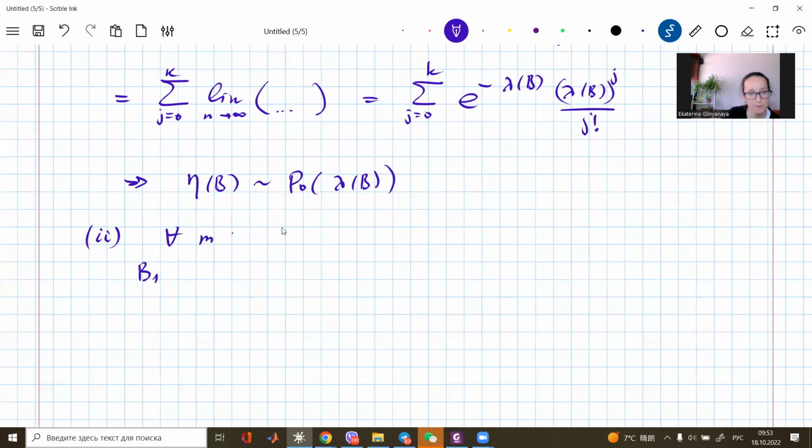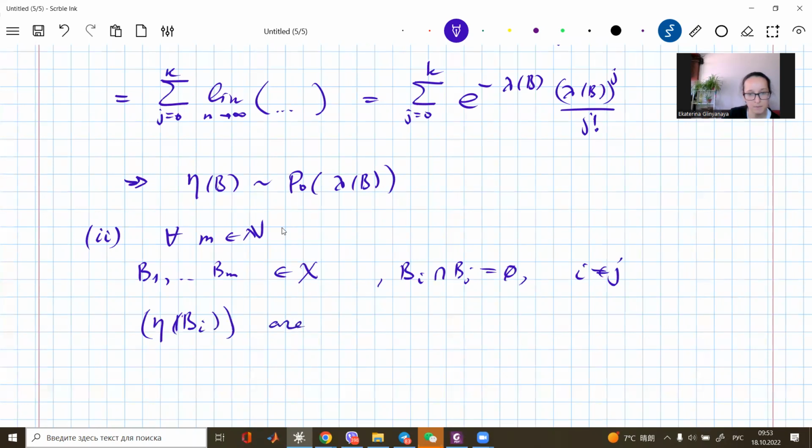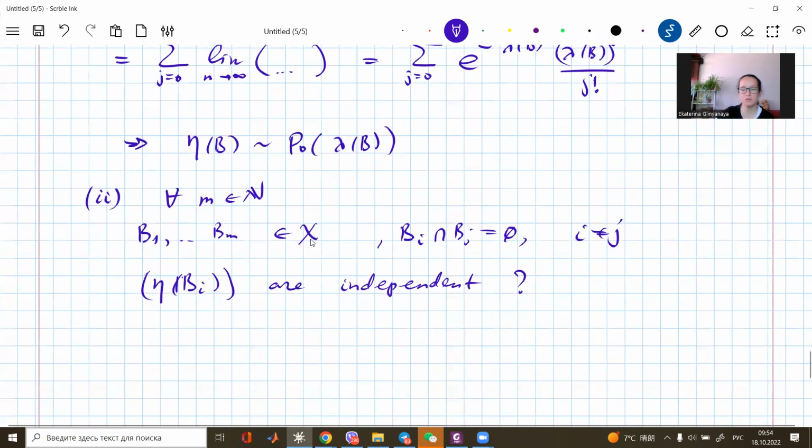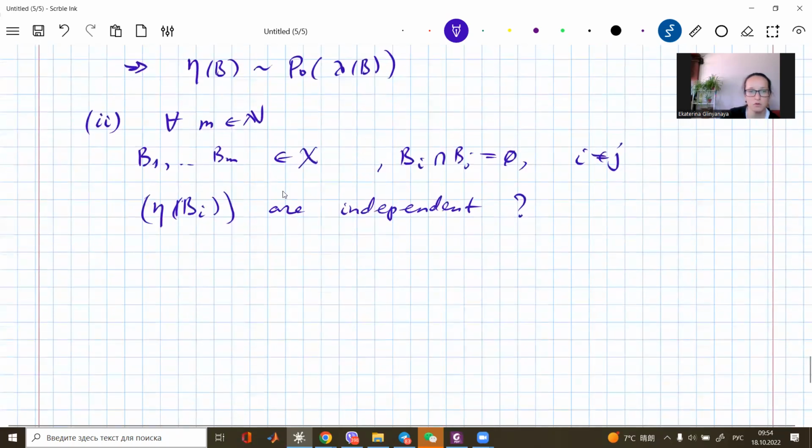For all fixed m, let B1, ..., Bm be disjoint subsets, and then these random variables eta(Bi) are independent. Why is it so? We know the independence by assumption.